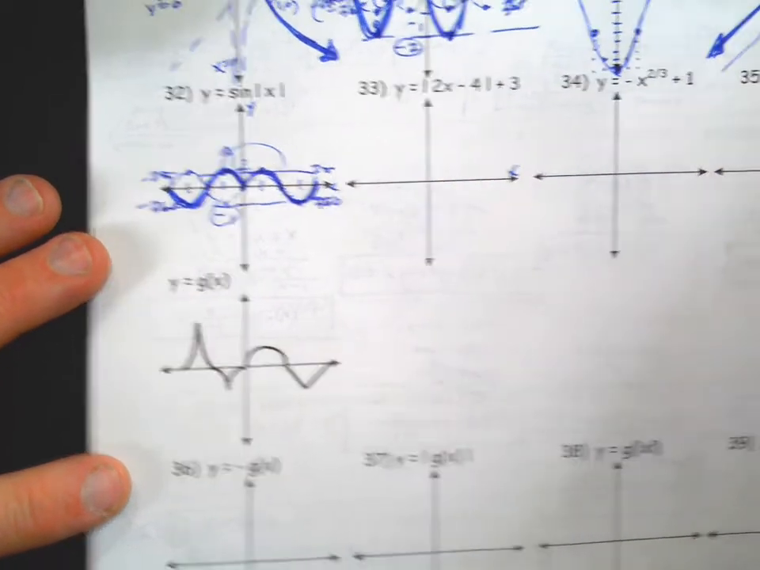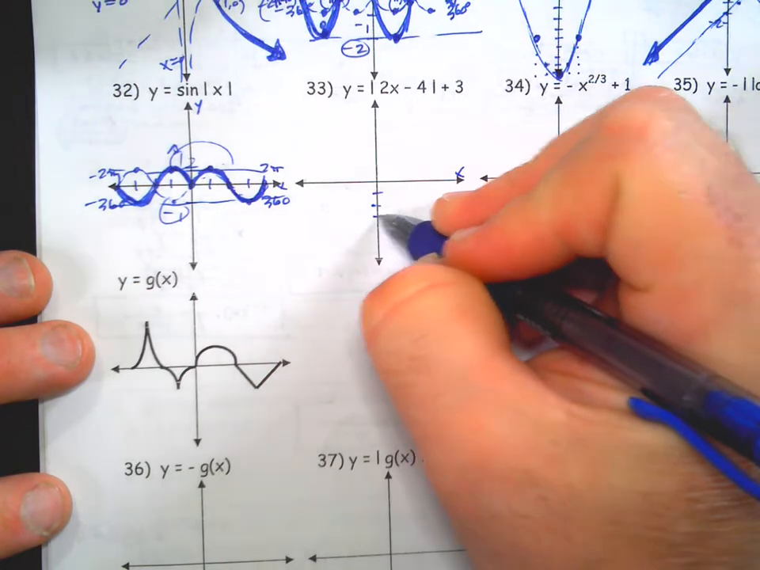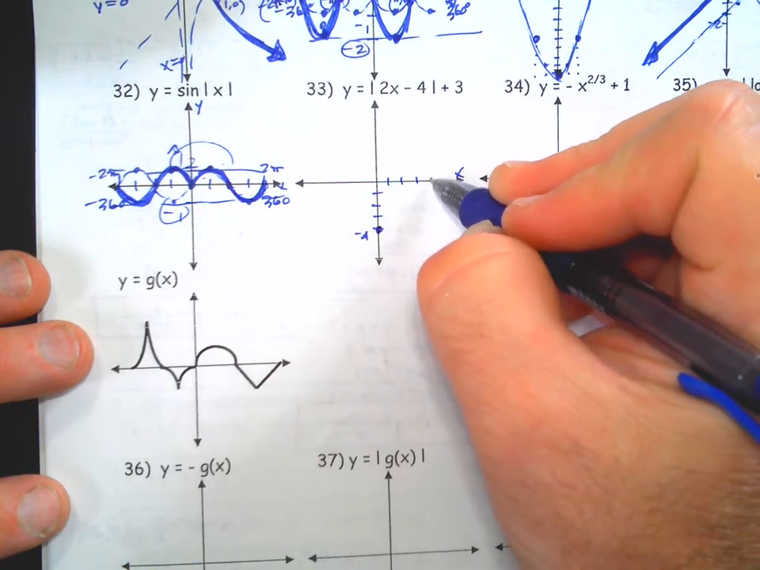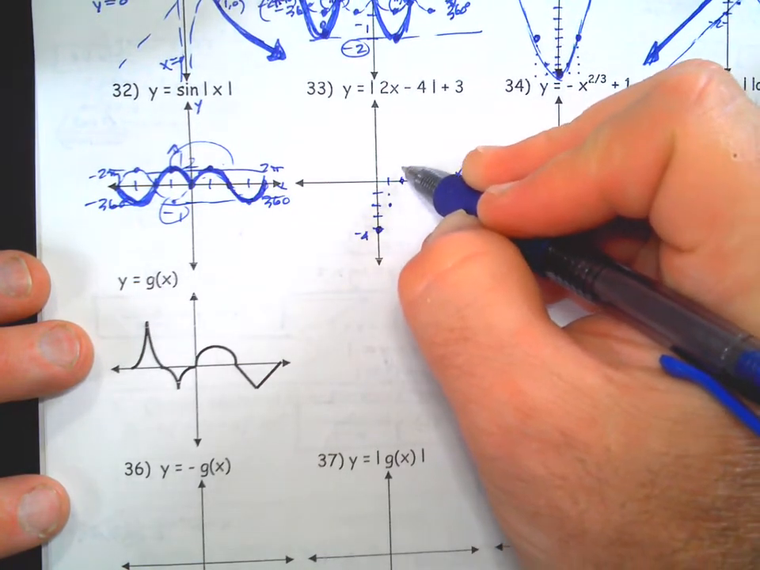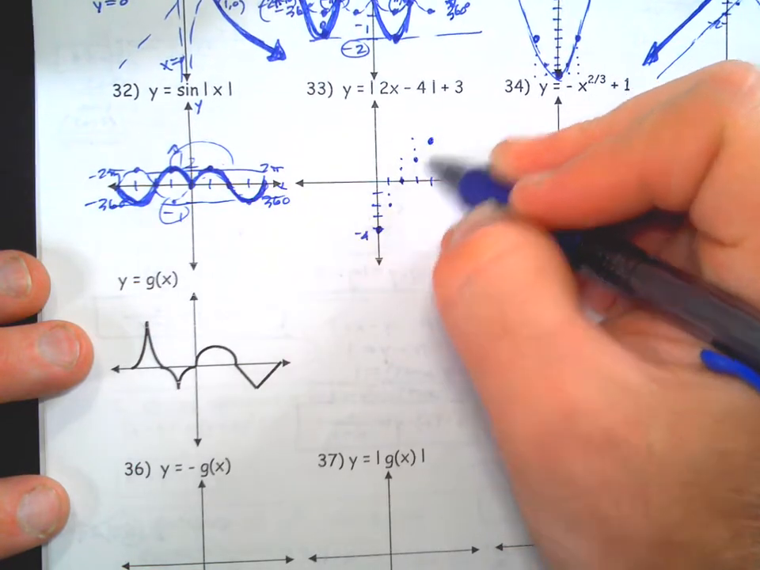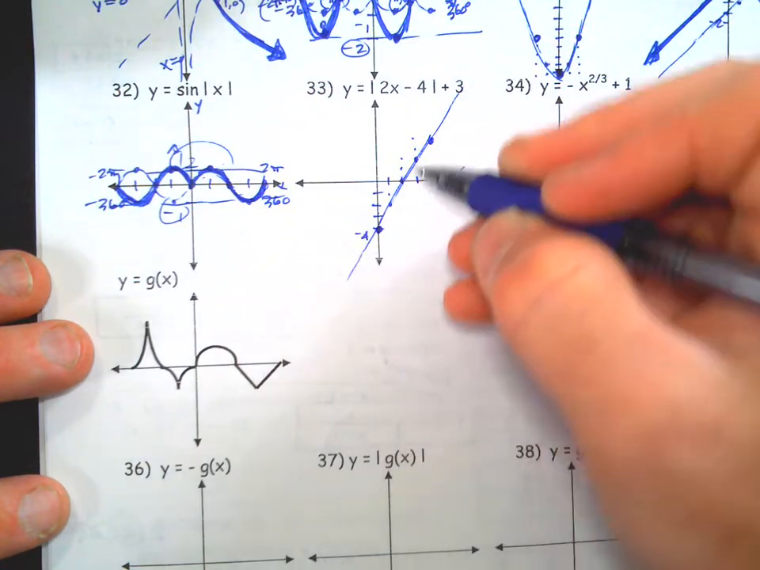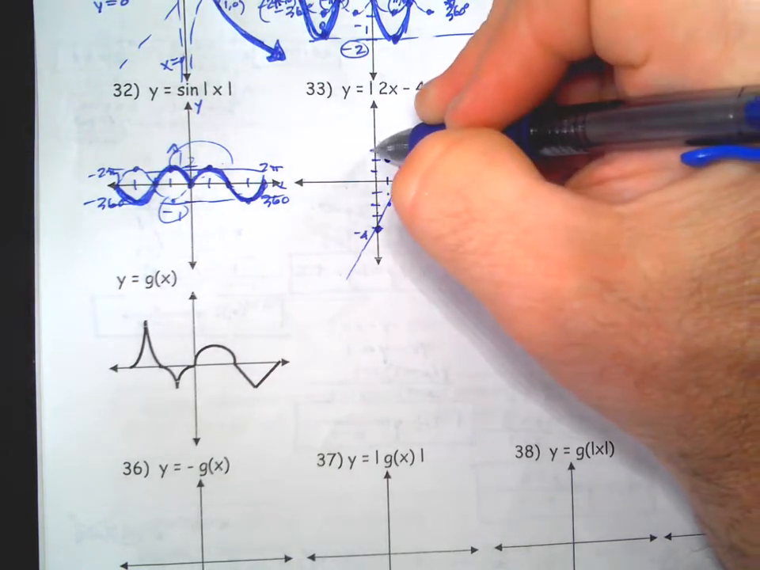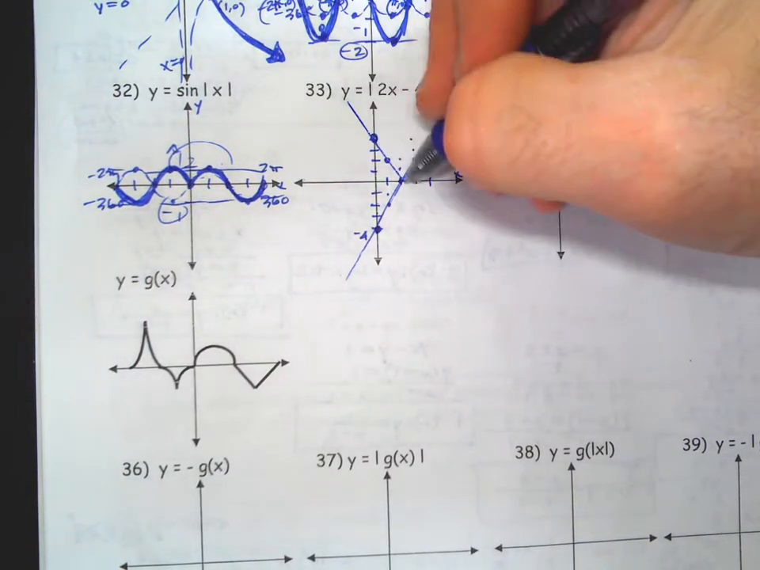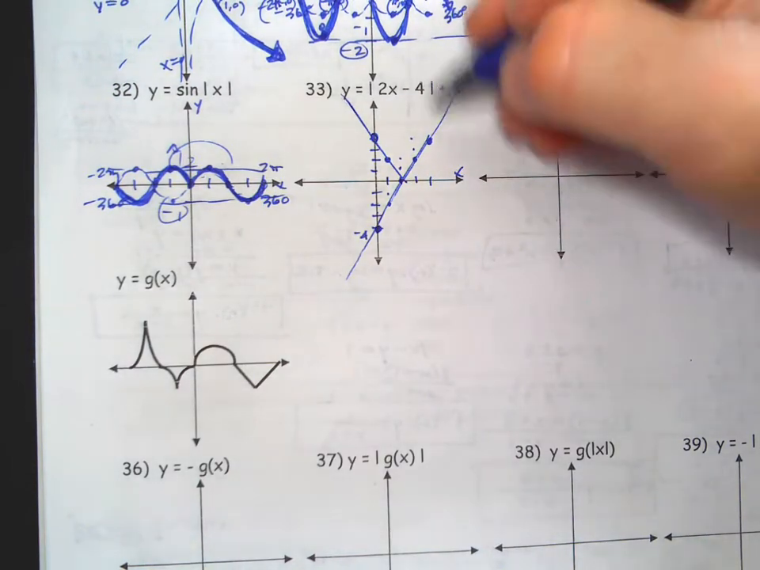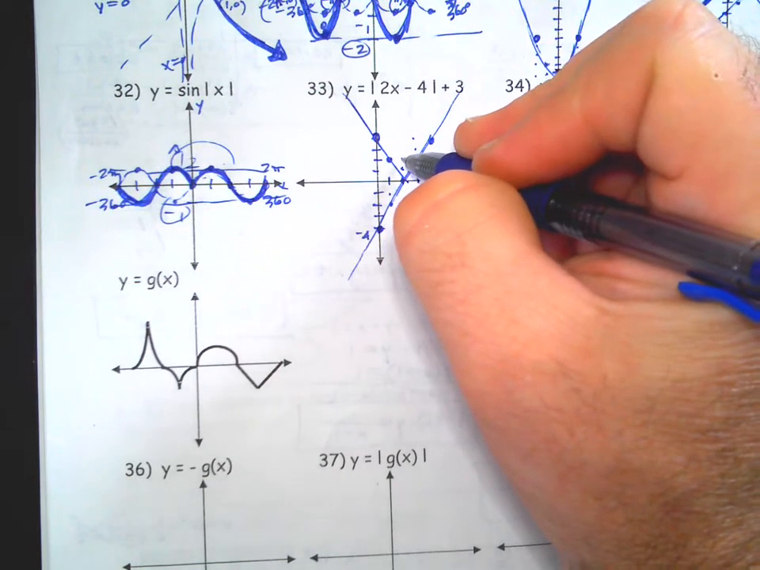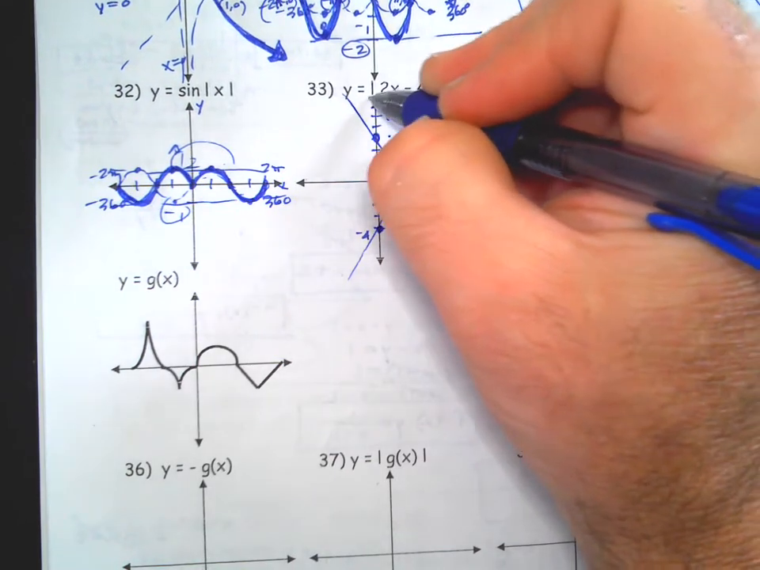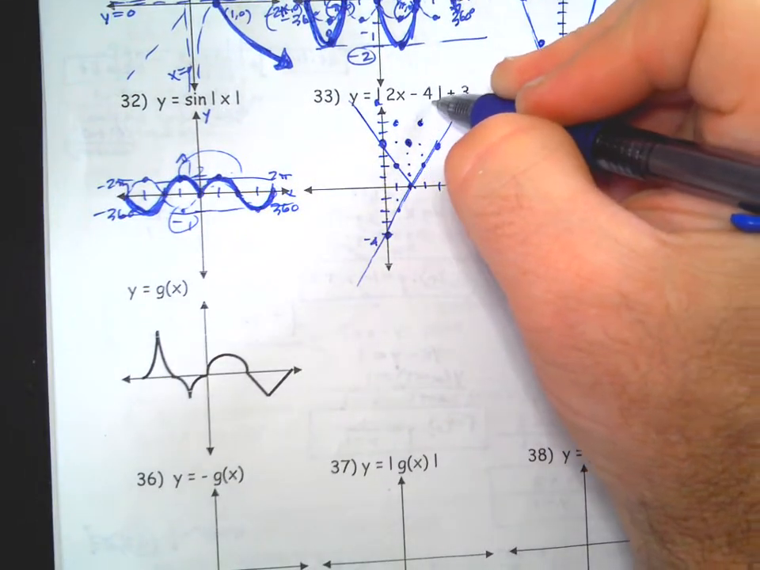Okay, next one is 1, 2, 3, 4, -4. Up 2 over 1, up 2 over 1, up 2 over 1, up 2 over 1. So that's the graph. The absolute value flips the negative part up. So up 2 over 1, up 2 over 1. So this is now what we get, and then that's with the absolute value. The plus 3 moves everything up 3. 1, 2, 3. Up 2 over 1, up 2 over 1, 2 over 1.